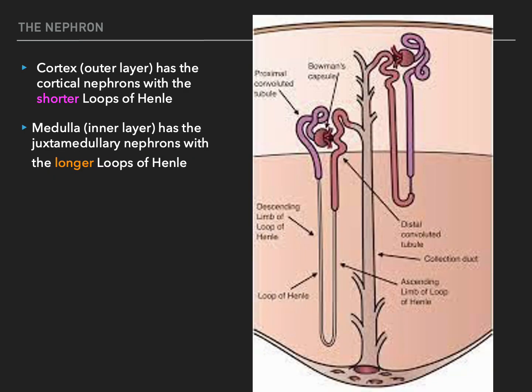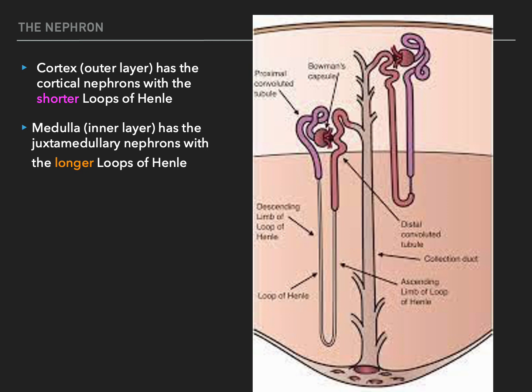So once again, we see the cortical nephrons and the juxtamedullary nephrons. The cortical nephrons are the ones with the shorter loops of Henle. So you're going to see them in the cortex, or the outer layer of the pyramid. And in this picture, that cortex layer is the lighter brown. And then the juxtamedullary nephrons are the ones with the longer loops of Henle that are located in the inner layer, or that darker brown layer called the medulla.